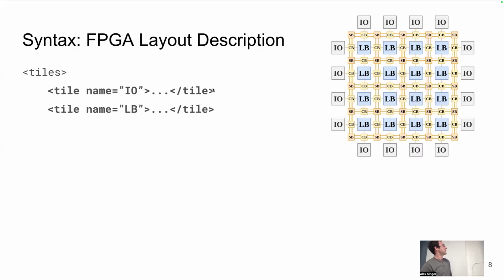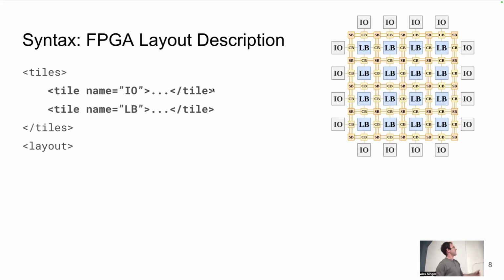So there's another tile. Its name is LB. And again, in those dot dot dots, it's just a description of what that tile is and where the inputs and outputs are, and the complex block that implements it. That's it. Those are all the tiles in this particular architecture. If you had other architectures, you'd have more of these.